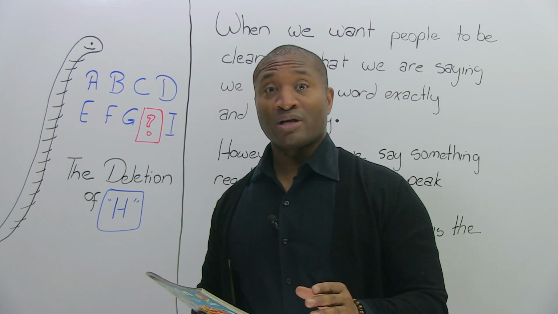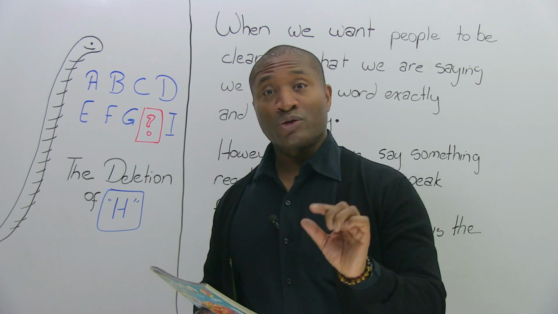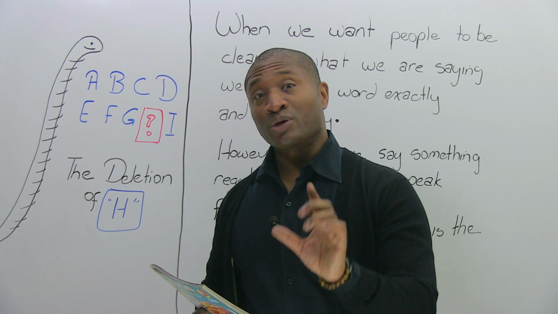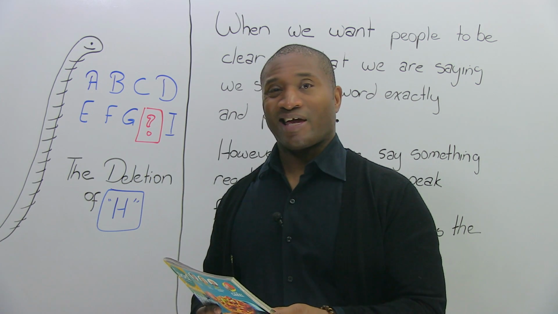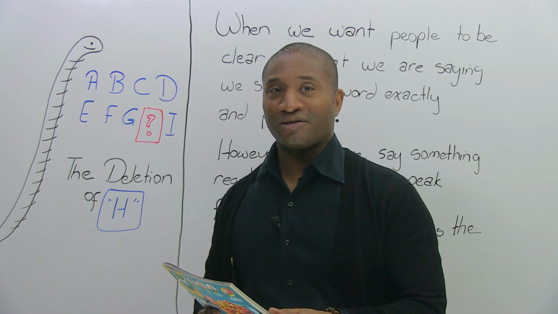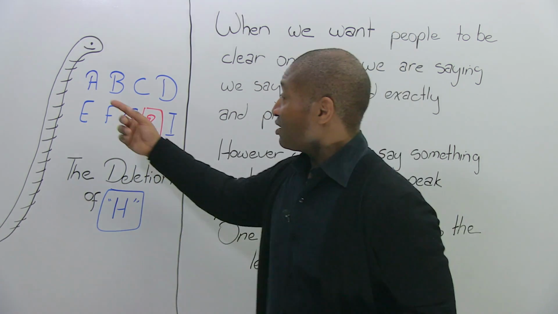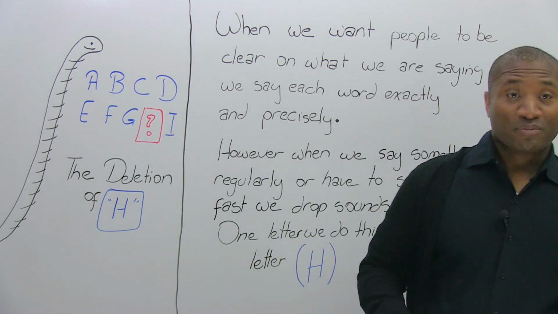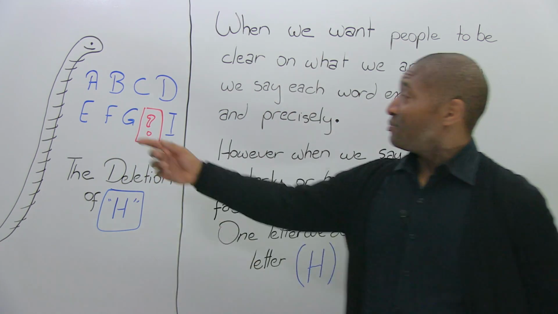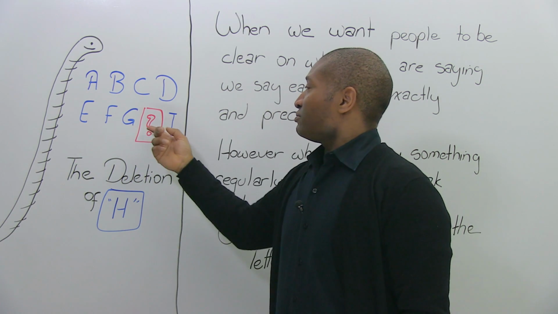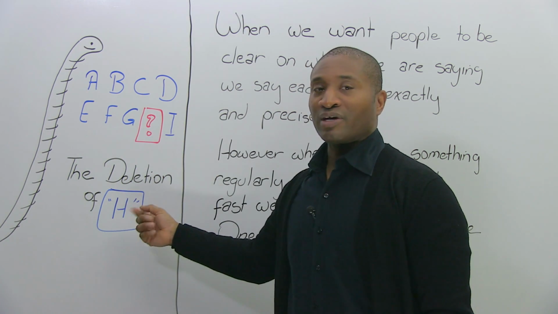We'll do other ones where I'll drop a T. But for right now, I want you to concentrate on the dropping of the H, and we call it H deletion, or H deletion if you're American. All right, let's go to the board. You notice over here, my man, Mr. E, he has A, B, C, D, E, F, G, 8, I, the deletion of H.